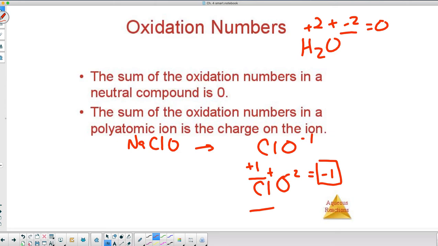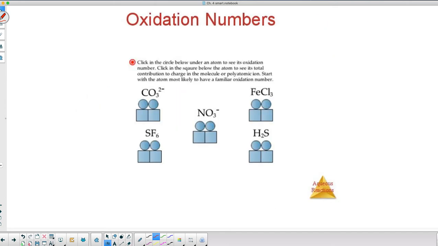So we do the same thing for the compounds, except when it's a compound, it's always 0. When it's a polyatomic ion, it's always the charge of the polyatomic ion that we get them to equal. So now we can find the oxidation numbers for anything that's in a polyatomic ion. Let's keep going here. Let's do a couple of these.